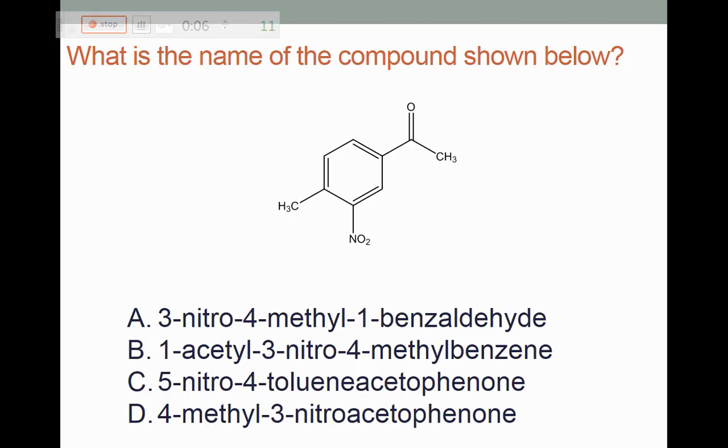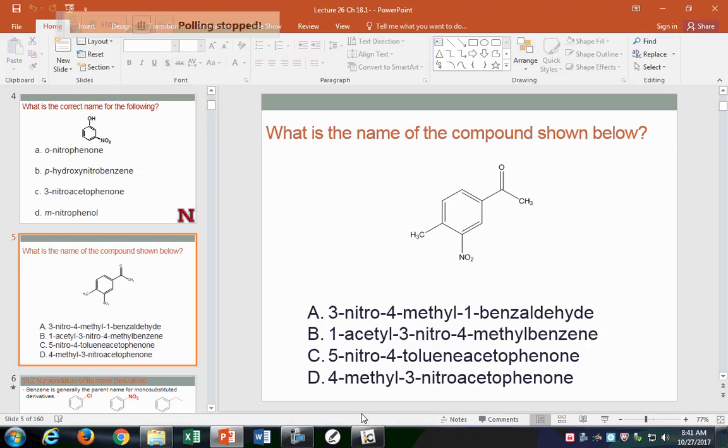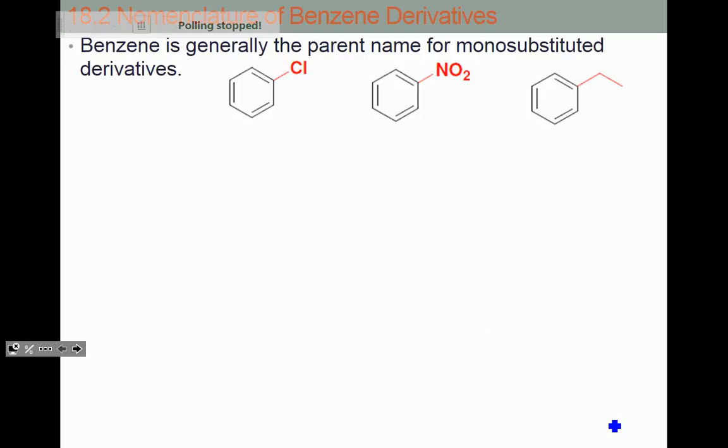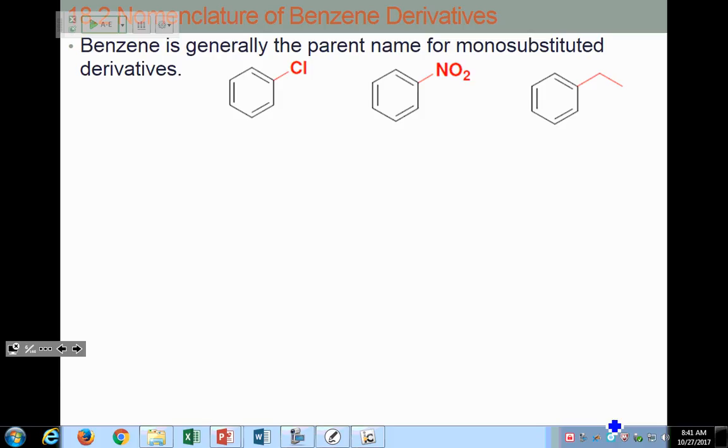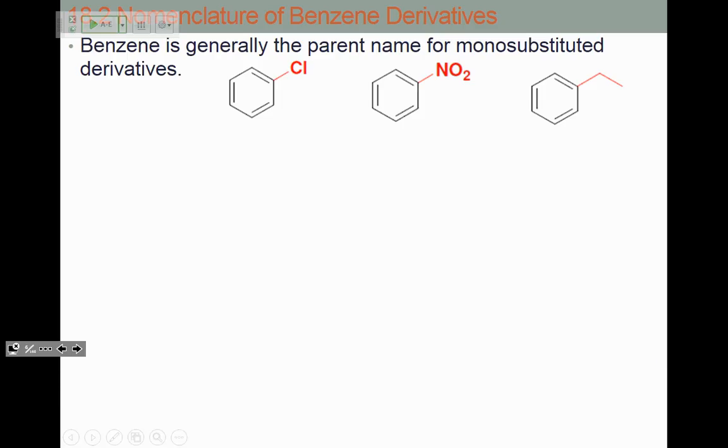Now we're really only going to talk about naming benzene. We're not going to talk about naming any other aromatic compounds. As far as naming benzene, oftentimes benzene is a general parent name for monosubstituted derivatives. Once you have multiple substituted derivatives, that is different, but for monosubstituted derivatives, oftentimes benzene is the parent. So here we have chlorobenzene, nitrobenzene. Know the NO2 group, that's a nitro group, and that's how you name it. And here is, of course, ethylbenzene.